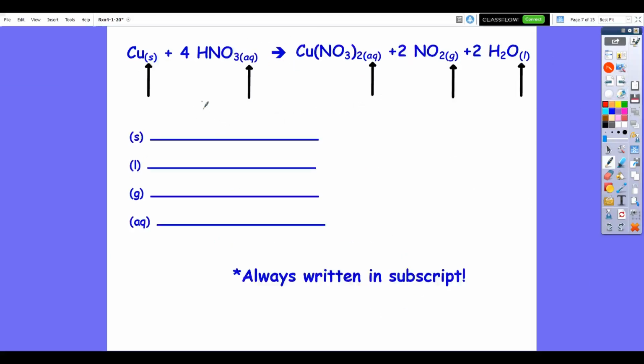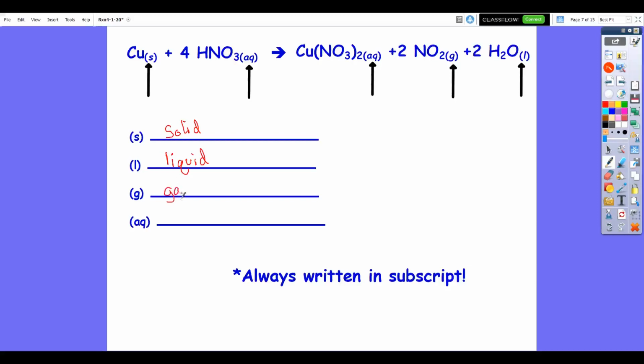Next, this should not be too new for anyone. We already took notes on this for our solution unit. But S means that something is a solid. L means that something is a liquid. Remember, you don't actually interact with too many liquids. Water is really the only liquid you tend to interact with. Most things are actually solutions.